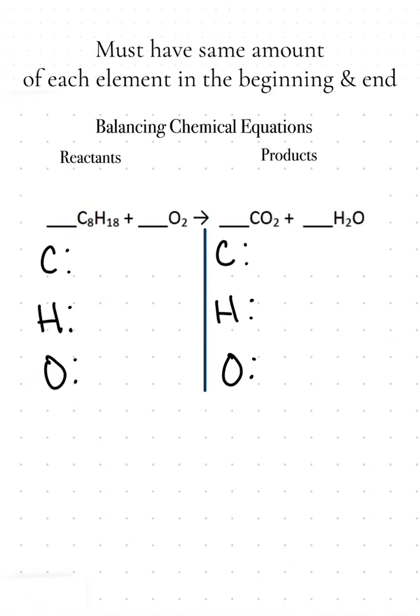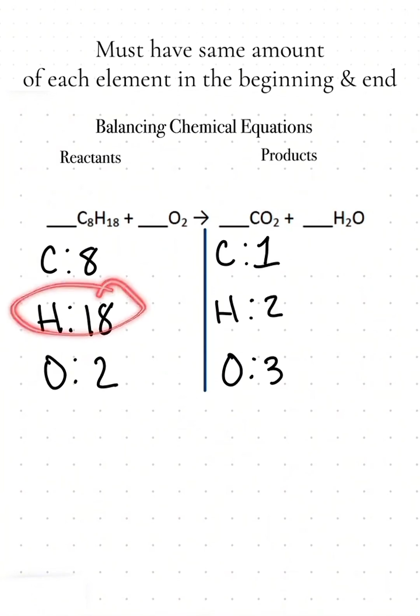So let's do another one. So we have 8 carbons, 18 hydrogens, and 2 oxygens. And our product side, we have 1 carbon, 3 oxygens, and 2 hydrogens. So again, let's start with our biggest number. Our biggest number is 18, and what these two can share in common is that 2 times 9 will give us 18. So what we can do is put a 9 in front of this H2O here. And now, this 9 multiplied by this subscript of 2 will give us 18 hydrogens. But now this means that we have 9, 10, 11 oxygens.